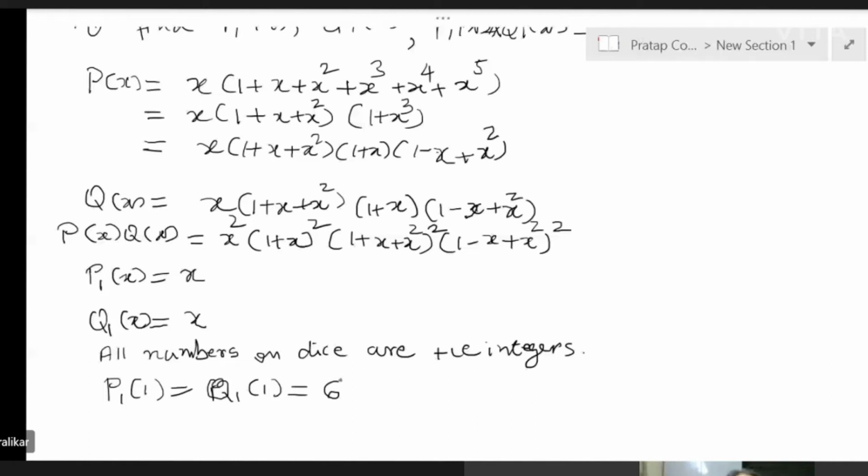So, to get P1(x) and Q1(x), each one having 6 monomials, and to have P1(1) and Q1(1) divisible by 6, it should be divisible by 2 also and 3 also. You know this much of basic number theory. 6 is a factor, means 2 and 3 are factors, means 1 plus x is there.